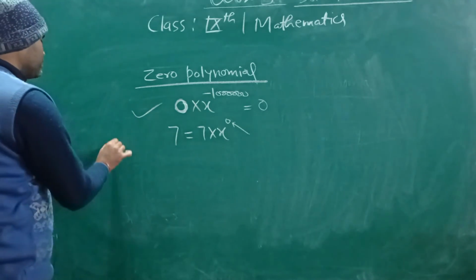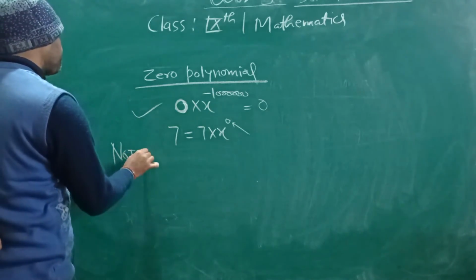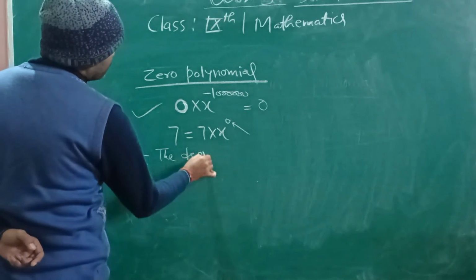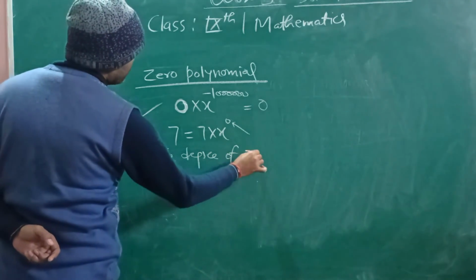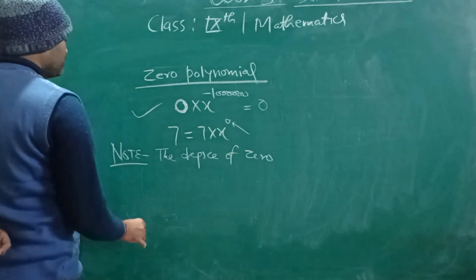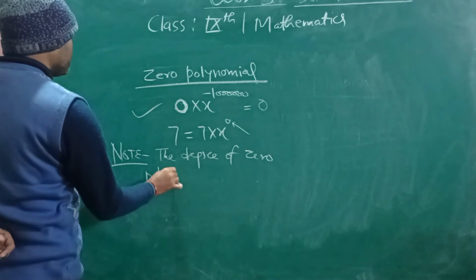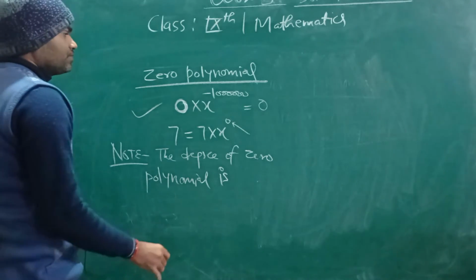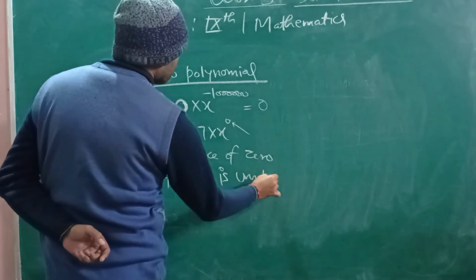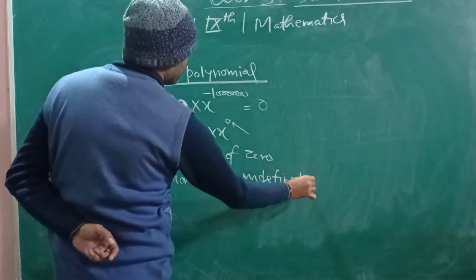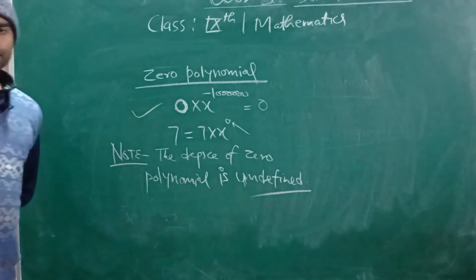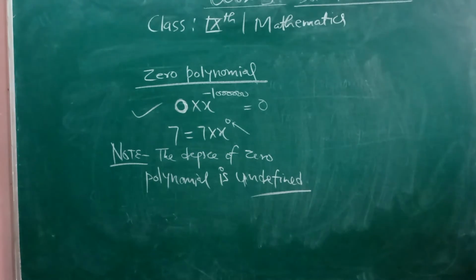Hence, make a note that the degree of zero polynomial is undefined. It may be asked to you, the degree of zero polynomial is undefined.